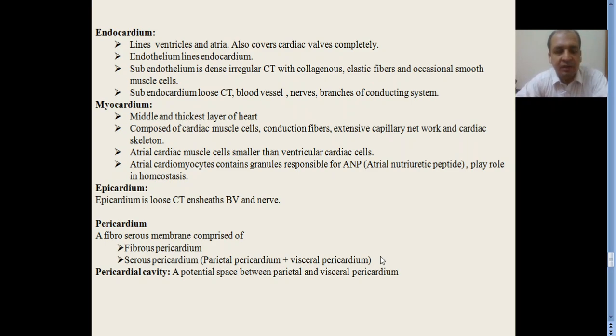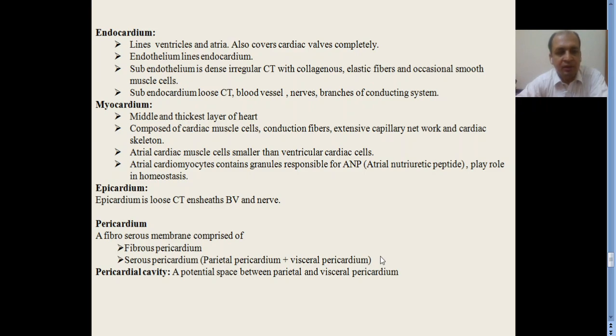The atrial cardiomyocytes contain a specific type of granules that release the atrial natriuretic peptides. Sometimes it is also called ANF, atrial natriuretic factors, and these factors or peptides play an important role in the homeostasis of the body.